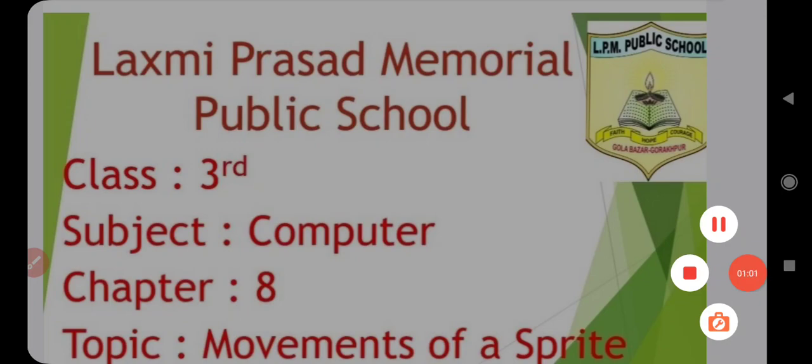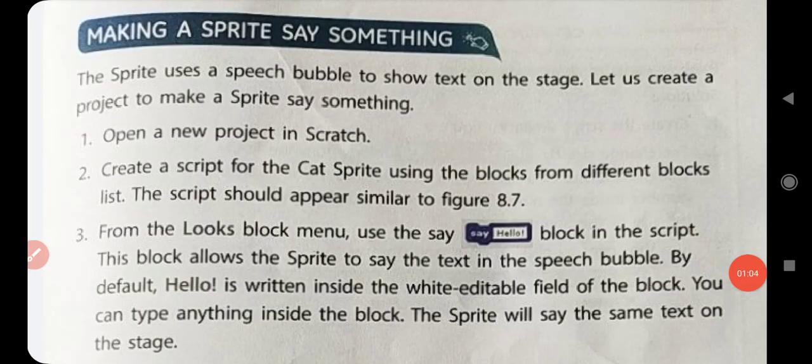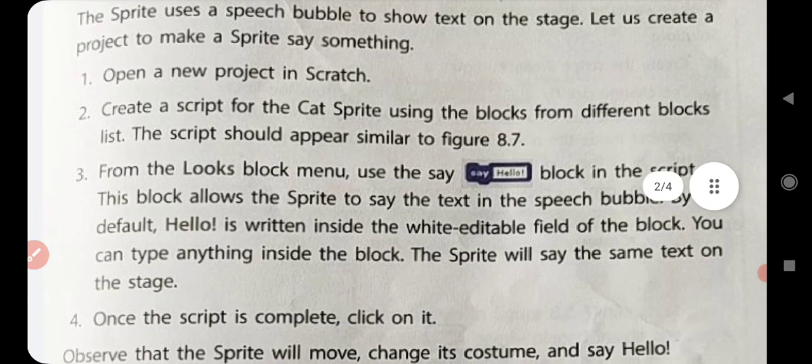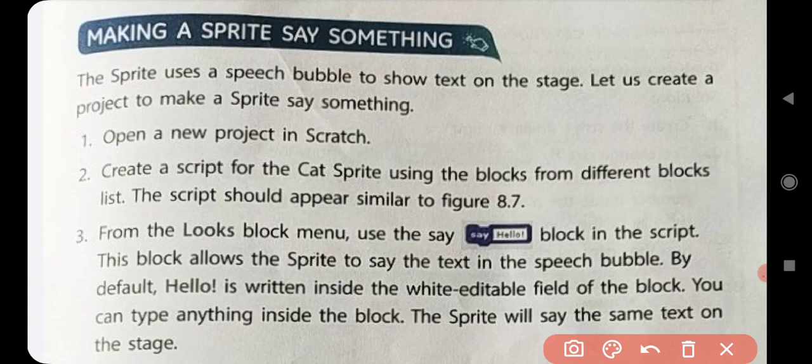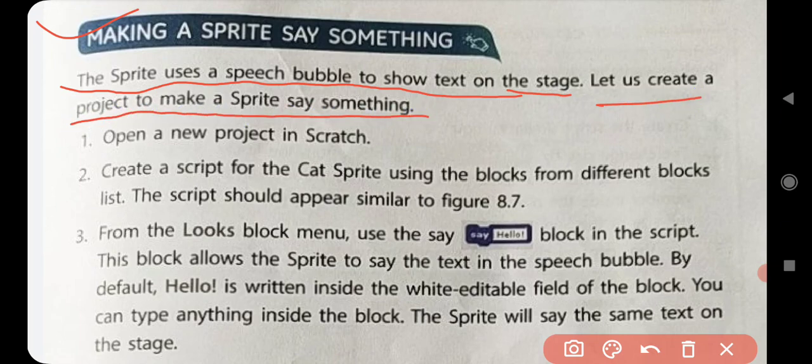Movements of a sprite. We will start with making a sprite say something. Today we are going to study making a sprite say something. See here, the sprite uses a speech bubble to show text on the stage. Let us create a project to make a sprite say something. Whenever we use a project on Scratch, we are giving a command script to the sprite, and the sprite works on the stage as per the script.